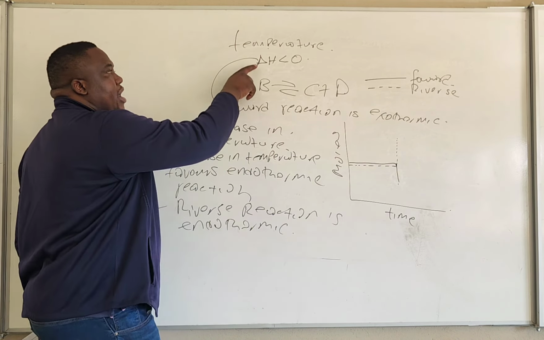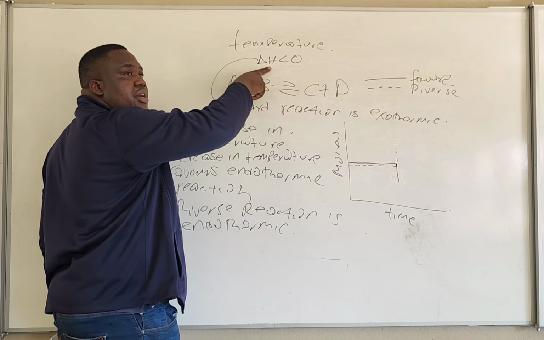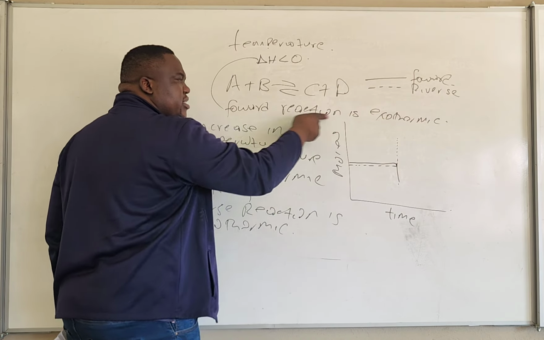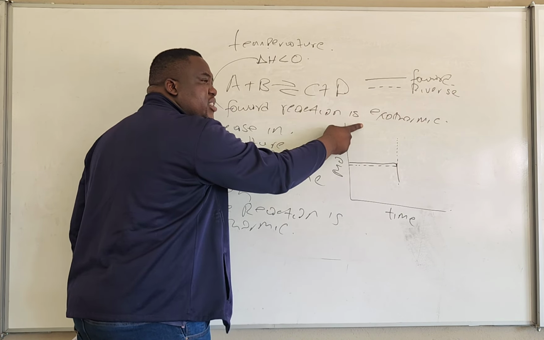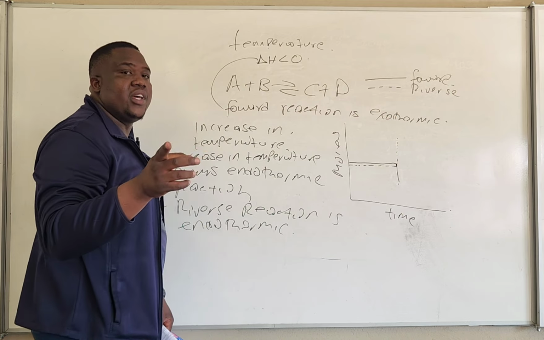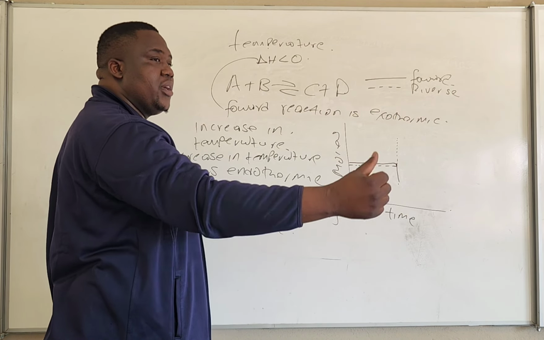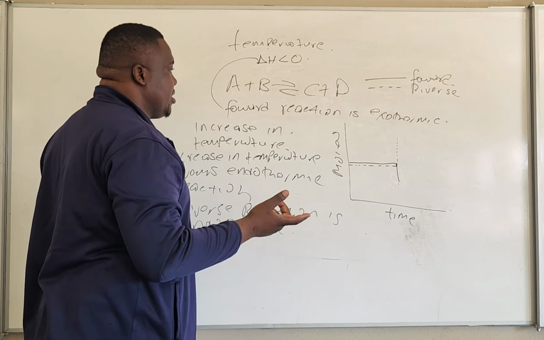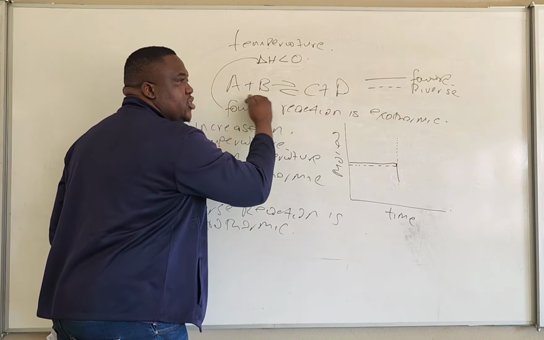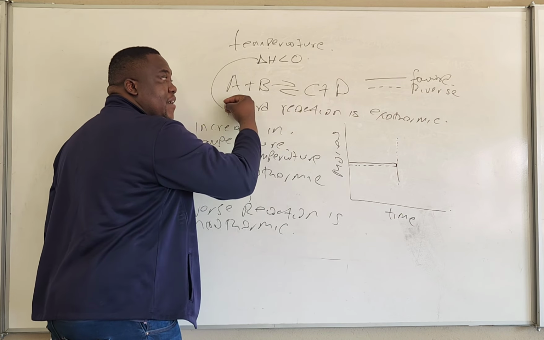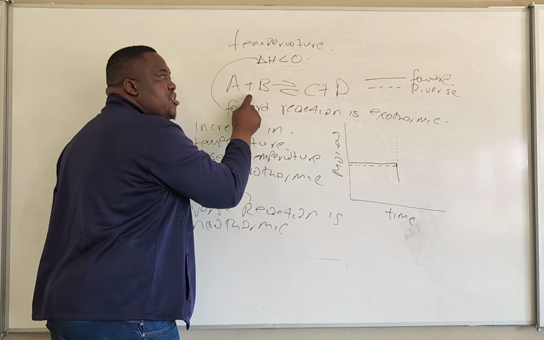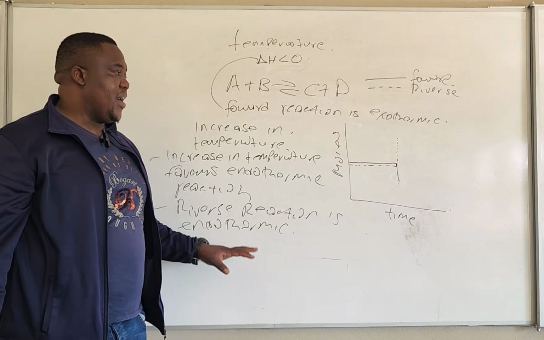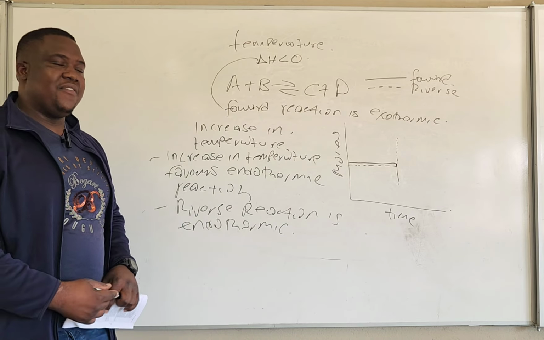Why am I saying that? I've indicated that this reaction is exothermic. When I say this reaction is exothermic, it means the forward reaction is exothermic. What does it mean for the reverse reaction? The reverse reaction is endothermic. I told you that if the forward reaction is endothermic, the reverse is exothermic; if the forward is exothermic, the reverse is endothermic. So when we increase the temperature, the reverse reaction is going to be favored because it is endothermic. I hope you have understood how temperature affects equilibrium.